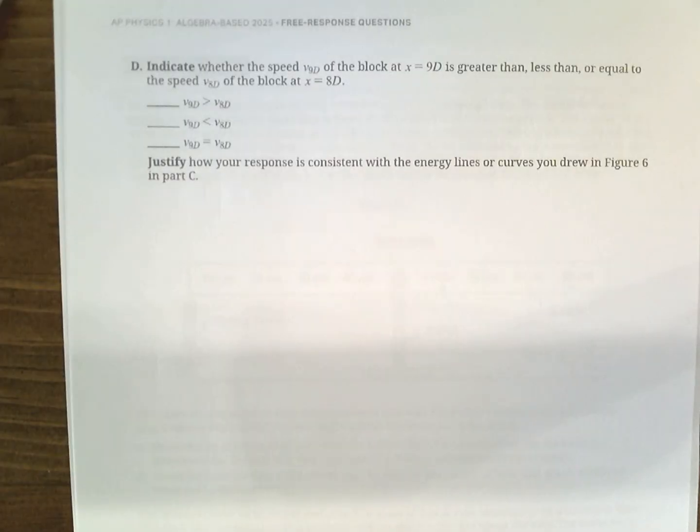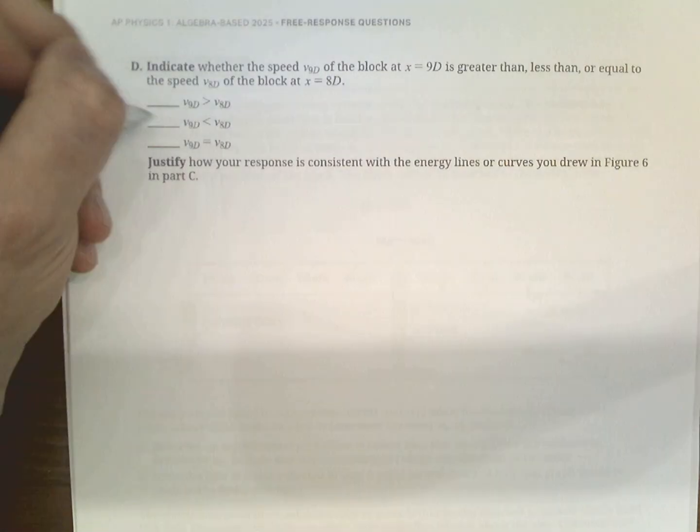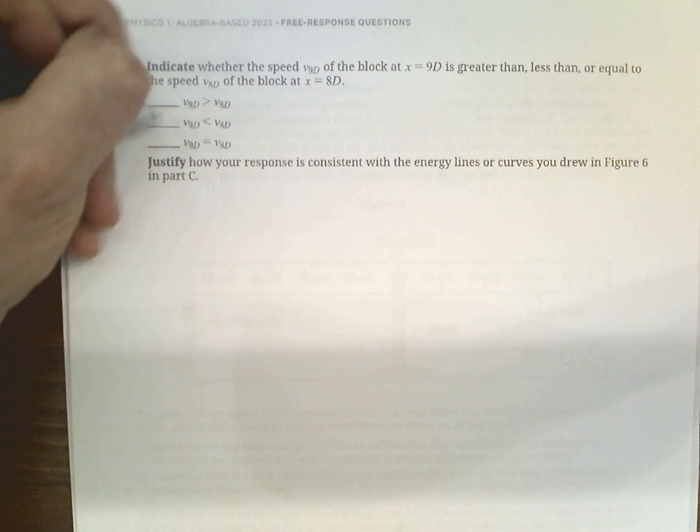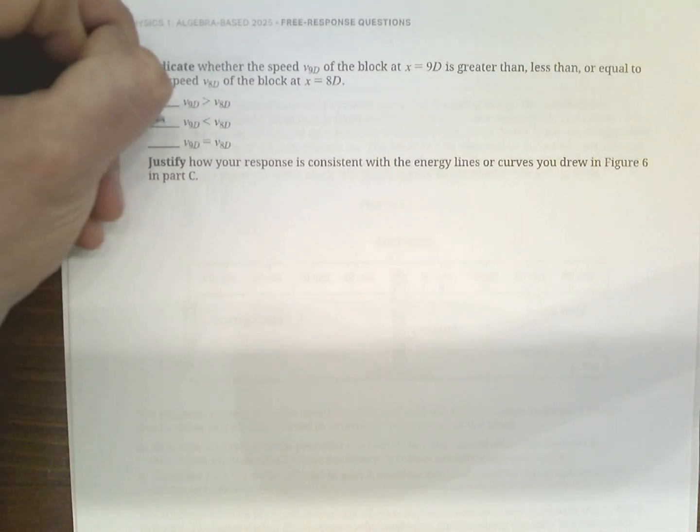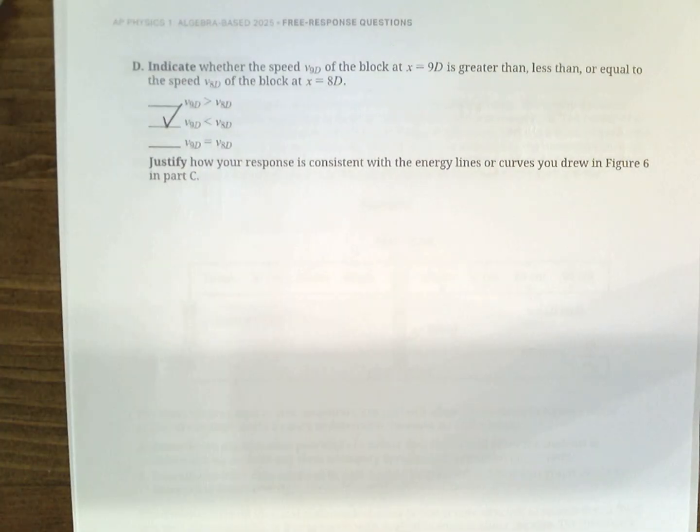Finally, it asks us to indicate whether the speed v9d, when the block is at 9d, is greater than, less than, or equal to the speed of the block when it is at 8d. And the answer should be, the speed should be less. It wants us to justify that using energy lines or curves we drew in part C.